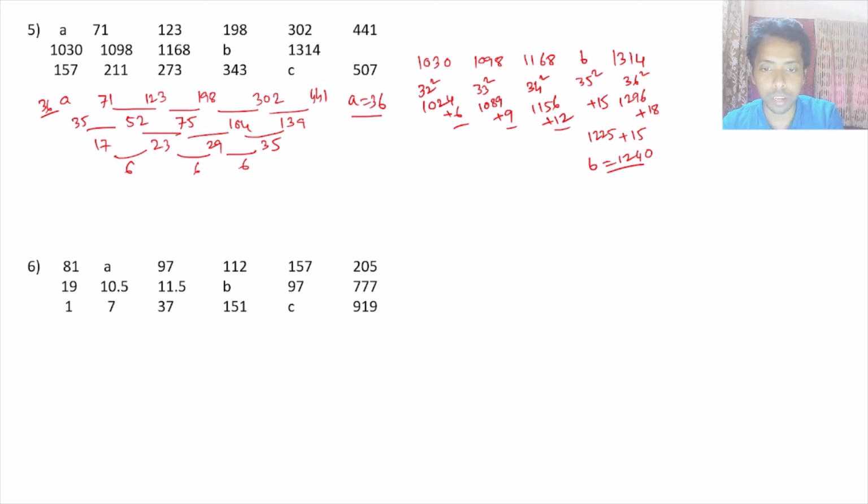And the next one, 157, 211, 273, 343, C and 507. Now this is 54, this is 62, this is 70. We don't know what the difference is here.